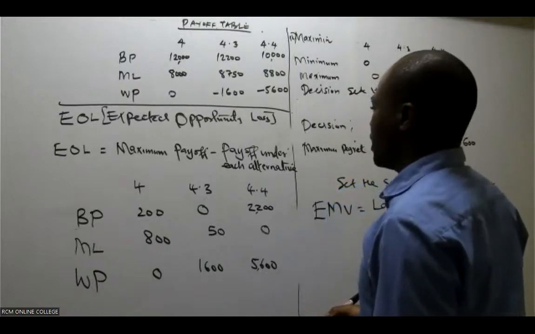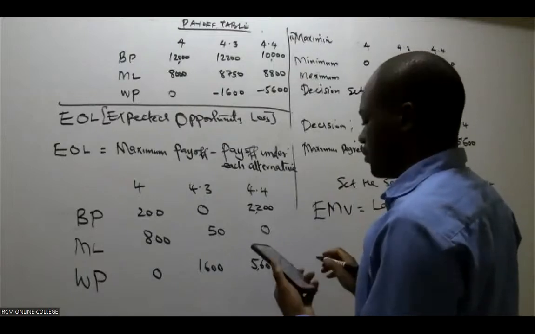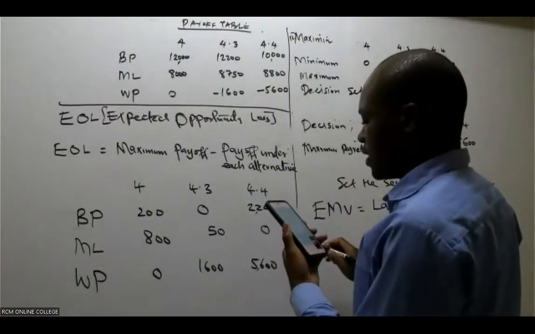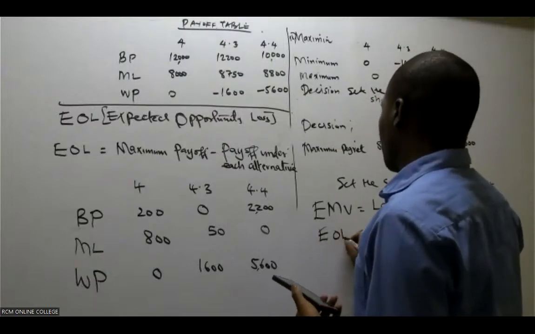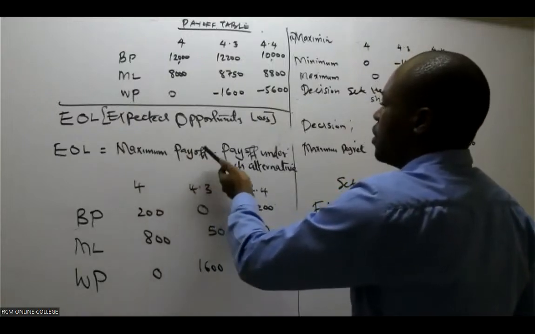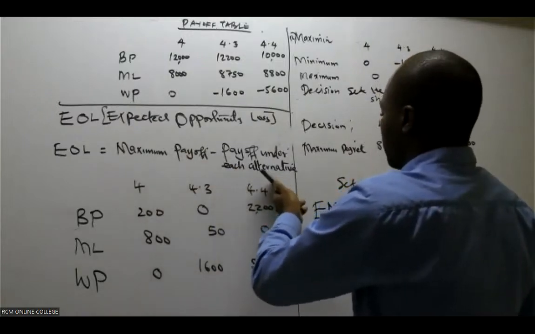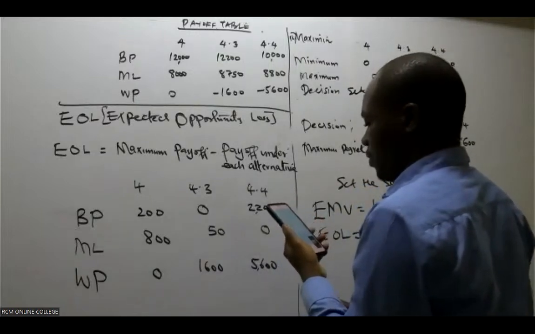How did we calculate Laplace criterion? Then, having done that, they want you to give us expected opportunity loss. Expected opportunity loss is equal to maximum payoff minus payoff under each alternative. So this one is the simplest actually, which you should be able to handle.